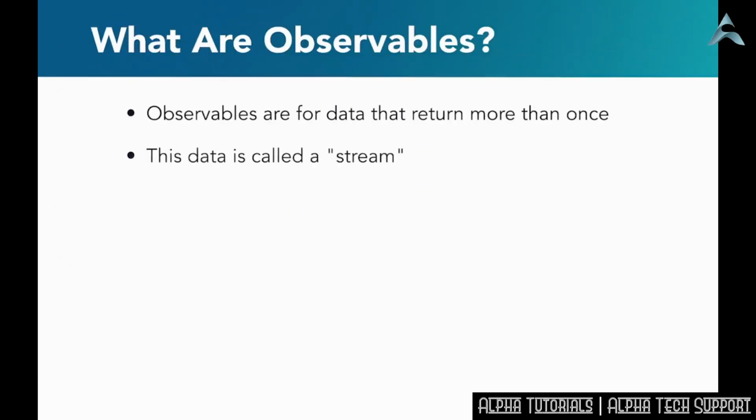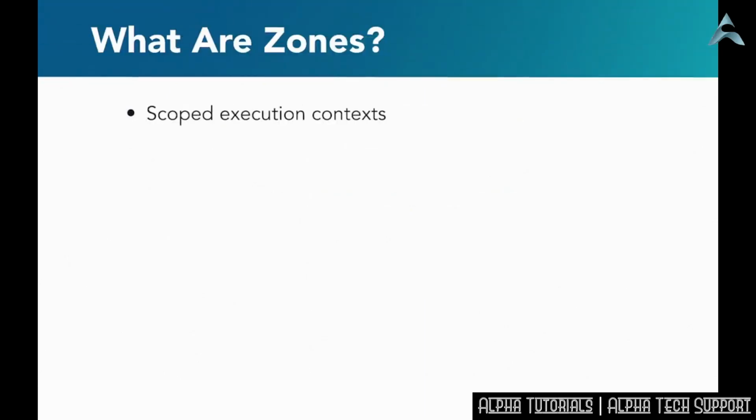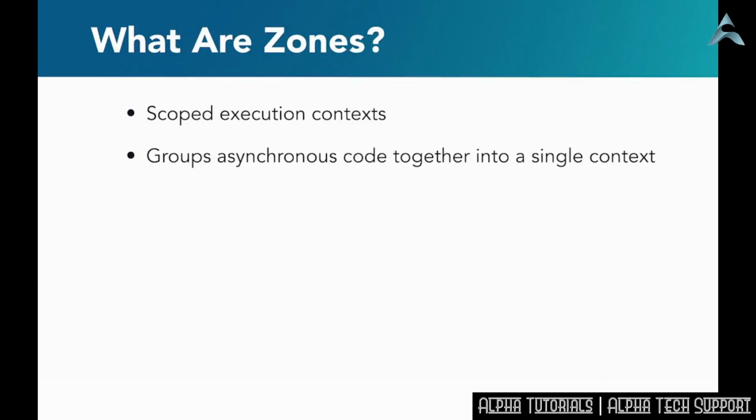Think of observables as a type of promise, but for data that returns more than once. This sequence of data is called a stream, and Angular is built from the ground up to work with these streams. While streams are excellent for high-performance applications, they return cryptic error messages that are difficult to diagnose. This is because Angular executes all code inside of things called zones. We'll look at zones in detail in the next video, but for now, think of them as scoped containers called execution contexts. These containers group chunks of code together even if that code executes asynchronously.